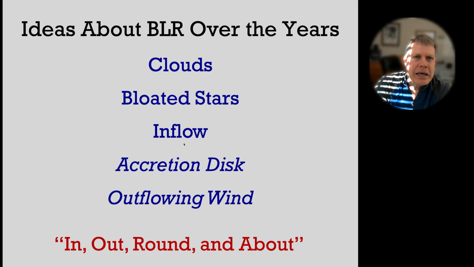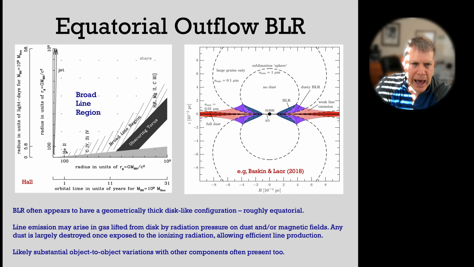But broadly speaking, if you had to consider all of these ideas, in general, the favored ideas right now are a combination of the accretion disk and an outflowing wind, producing this equatorial structure that, again, is stratified with different lines being produced in somewhat different locations. And that is thought to be, according to our best understanding right now, the general nature of this broad line region.